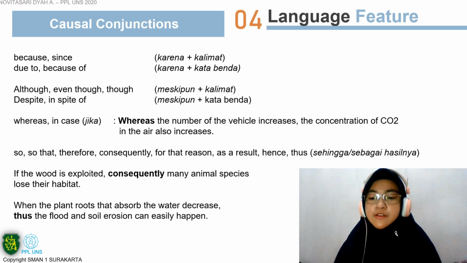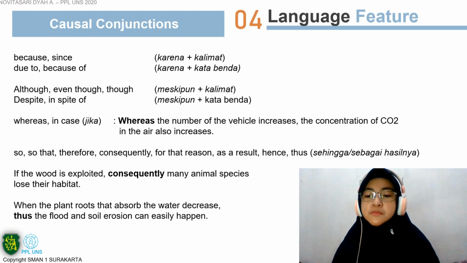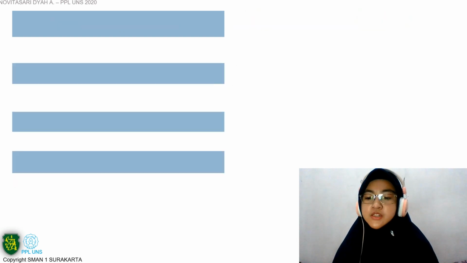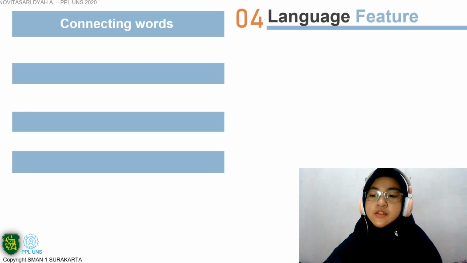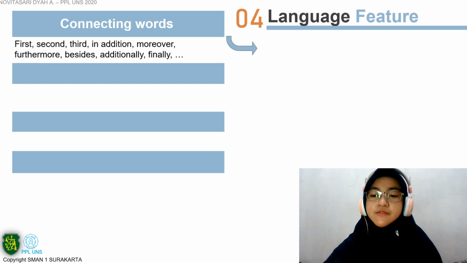Then we also have so that, therefore, consequently, for the reason, as a result, hence, thus. For example, if the wood is exploited, consequently, many animal species lose their habitat. And the plant roots that absorb the water decrease, thus flood and soil erosion can easily happen.